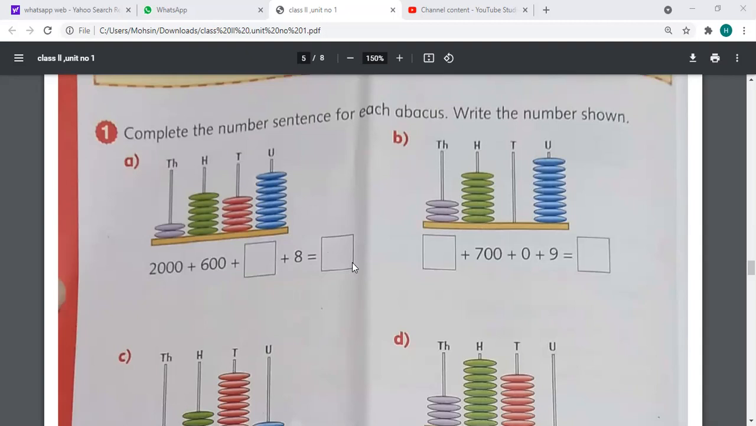And now you have to write in this box the total. So how will you write the total? First you have to write 2, then 6, then 5, and then 8, and it becomes what? 2658.